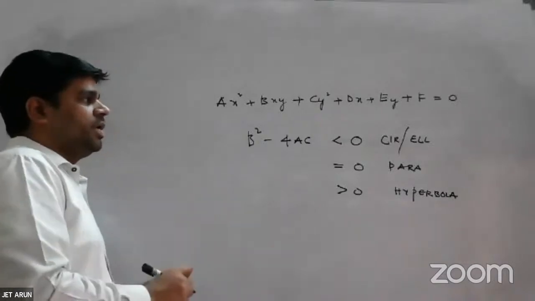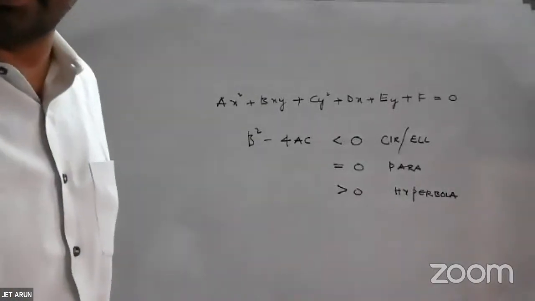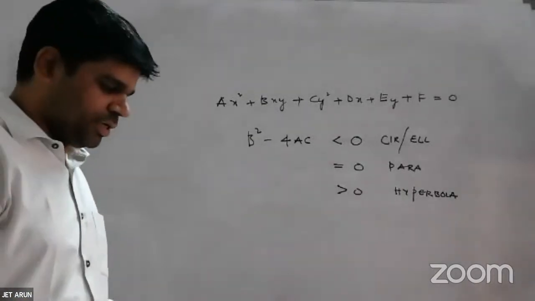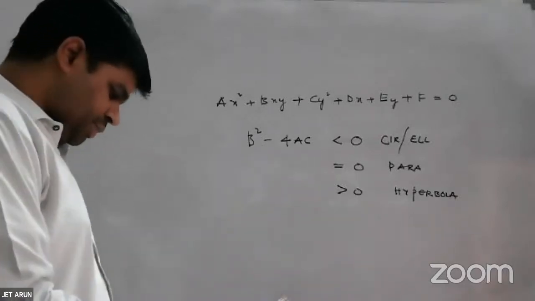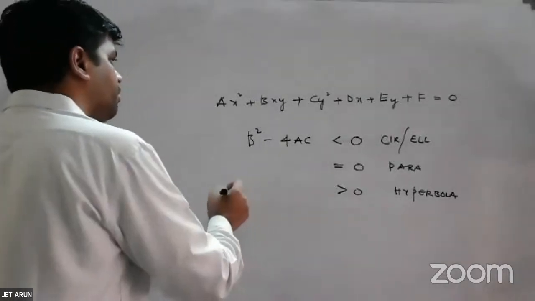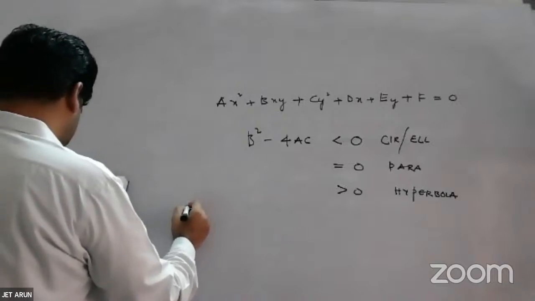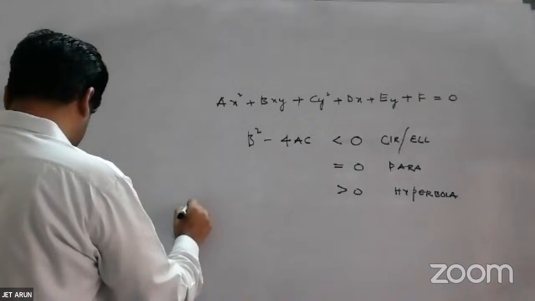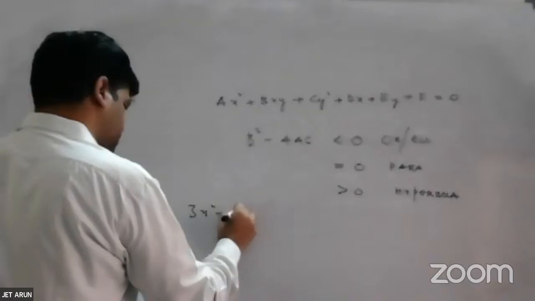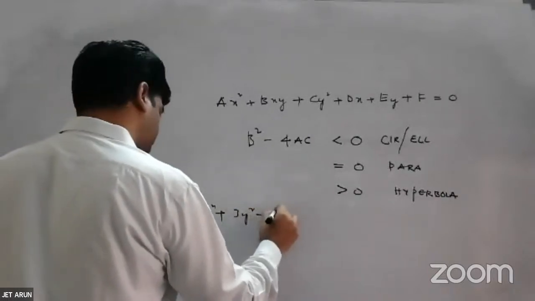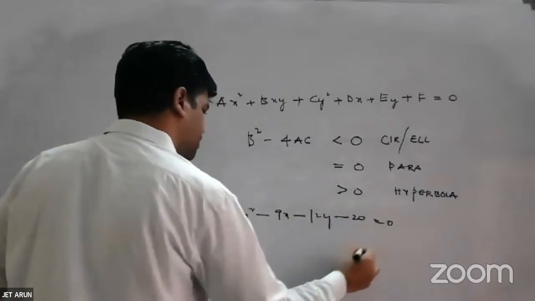Okay, let's see an example. We'll just take a snapshot of this and give you some examples. Let us see whether it is a circle, an ellipse or a hyperbola. So I have given the equation. The equation is 3x square plus 3y square minus 9x minus 6y minus 20 equal to 0.